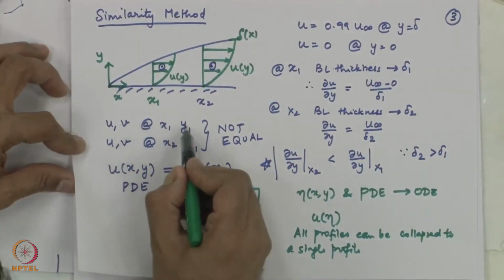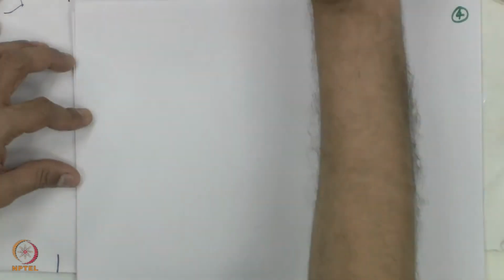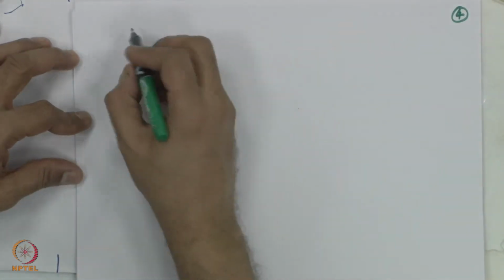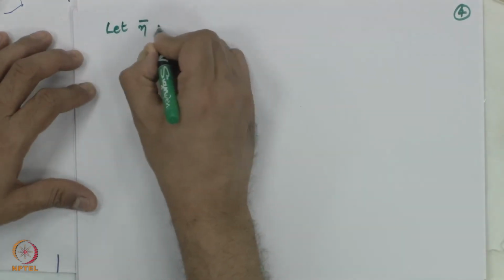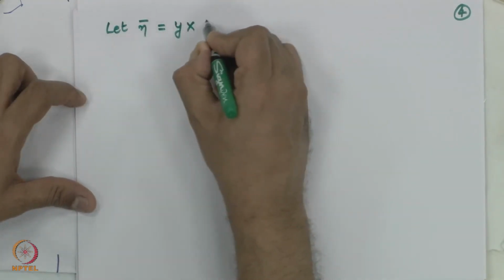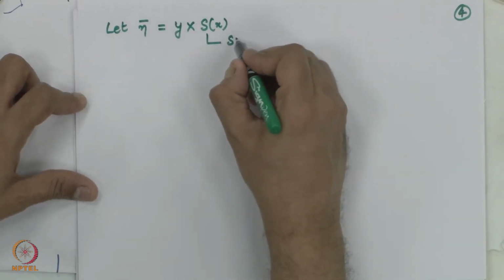It is one special case of the family of equations that we are going to derive today and in the subsequent modules. So, let us get started. The actual magnitude of u and v at some y1 at location x1 and location x2 are different, but they are related by a stretching factor s of x. So, let eta bar be equal to y into some s of x, where s of x is called the stretching factor.